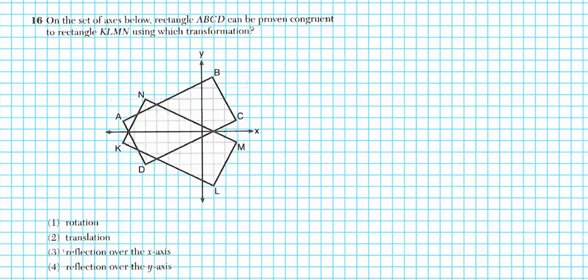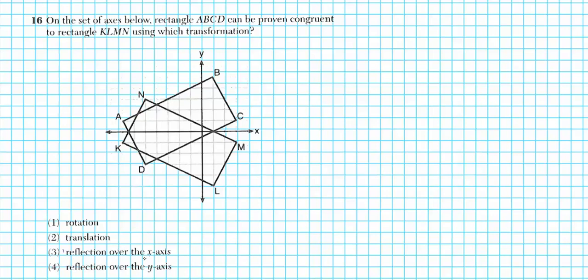It reads, on the set of axes below, rectangle ABCD can be proven congruent to rectangle KLMN using which transformation? So is it a rotation, translation, reflection over the x-axis, or reflection over the y-axis? When you think about rotations, you're thinking about spins happening around an axis. Translation is just a movement. Now when you're dealing with reflections, you're thinking about a mirror, okay?